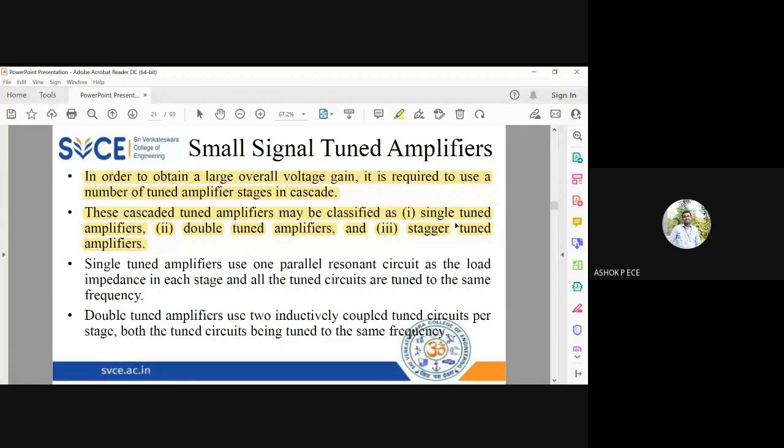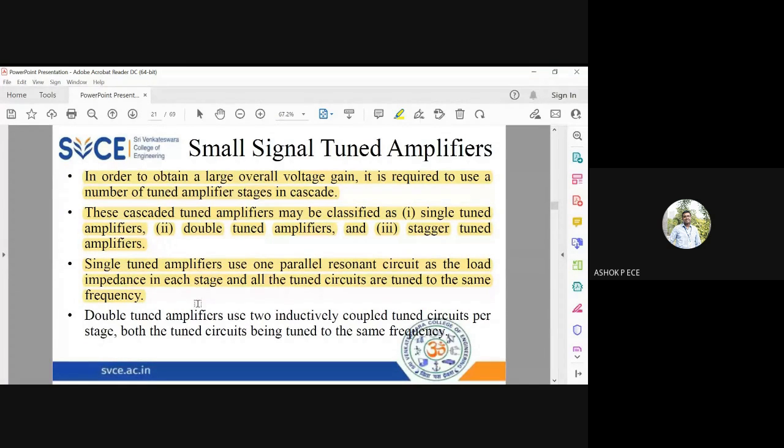Single tuned means, as the name implies, single means one, and tuned means you know. So it is going to have only one LC parallel circuit in the collector. See here, single tuned amplifiers use one parallel resonant circuit. Resonant circuit means it is going to be the LC parallel circuit as the load on the collector side. If you are going to use more than one stage, you will have that many single tuned amplifiers, and all the tuned circuits are tuned to the same frequency.